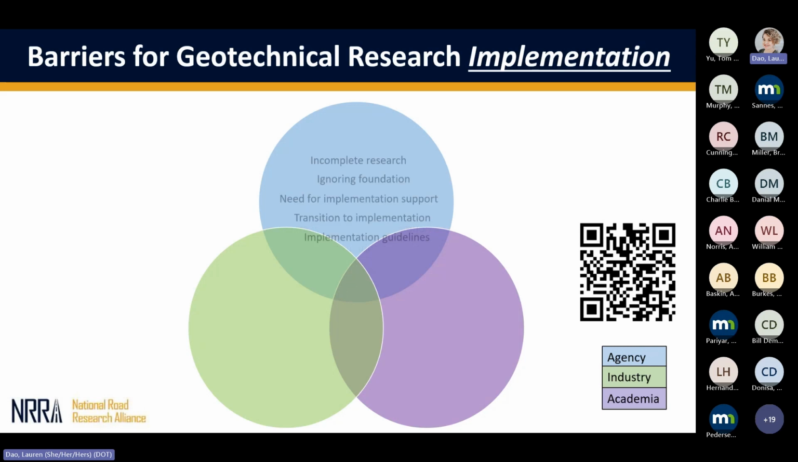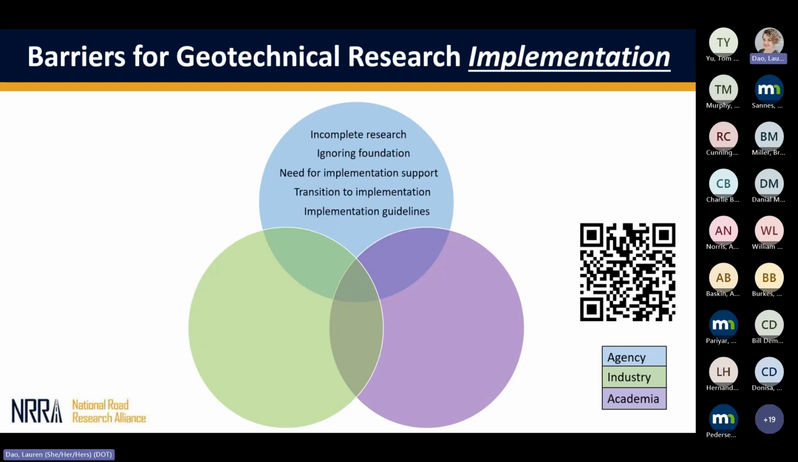And let's look at academia. We see that one of the shining stars when it comes to barriers is ignorance of the foundation layers, ignorance of how important foundation layers are for the overall structural capacity of pavement systems. And also we see incomplete research, or the need for sensitivity in the implementation process. Transition to implementation is also a barrier from the agency perspective. For the industry perspective, unfortunately, we weren't able to hear much from our industry partners.